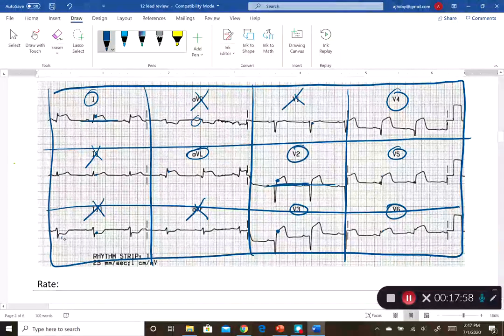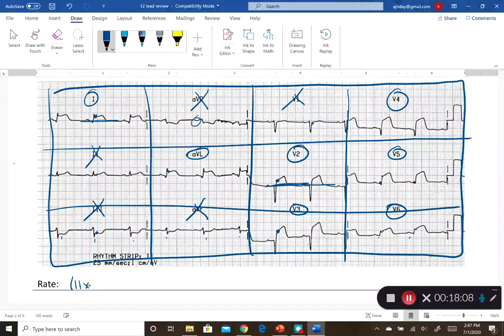Let's count my rate. 1, 2, 3, 4, 5, 6, 7, 8, 9, 10, 11. Since that one's cut off, I'm not going to count it. So I'm just going to go with 11. 11 times 6 gives me a heart rate of 66 beats per minute.